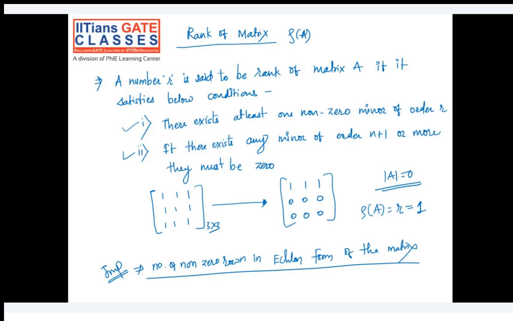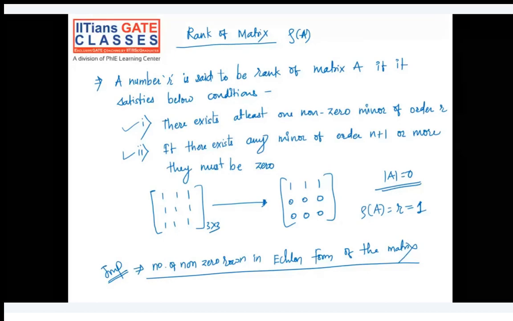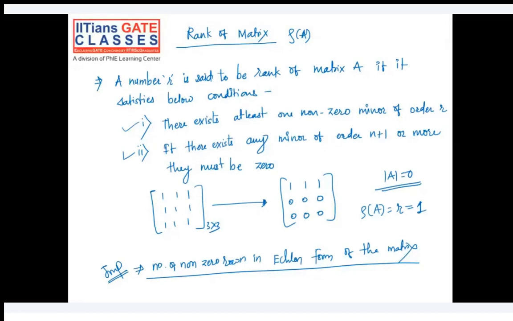Sir, actually, the second point: if there exists any minor of order n plus 1, is it R plus 1 or more? They must be 0. Yes, it's R plus 1, right? Correct it, it's R plus 1. Thank you. So here R is 1, and 1 plus 1 is 2. So if we have a minor of 2 cross 2, it should be 0. That is what we are trying to say. Yes, so it's corrected. Here it's R.